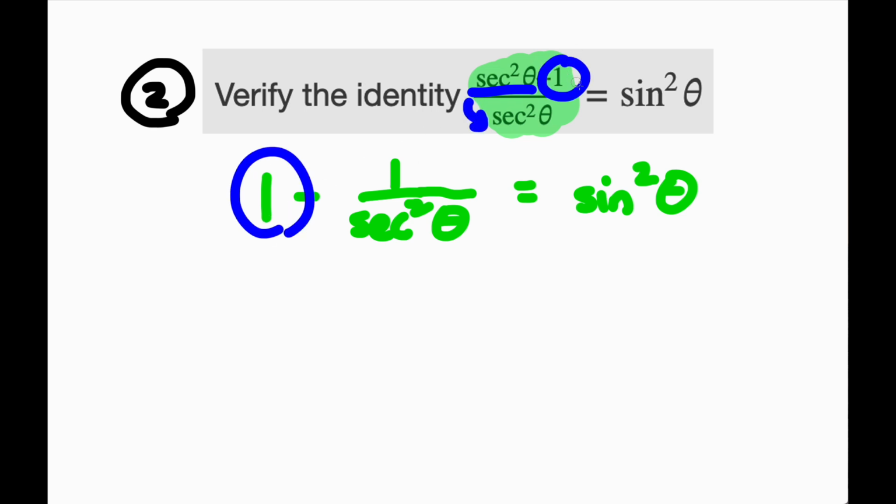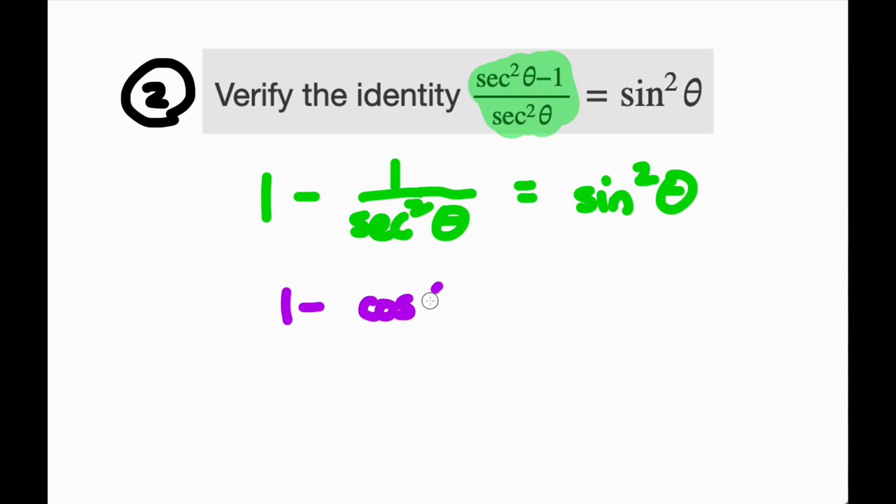And then I divided 1 by the secant squared, and that's how I got this part here. So basically just distributed out that division part of that expression on the left. Okay, now from here, 1 minus this 1 over secant squared, you have to know that 1 over secant theta is equal to cosine theta.